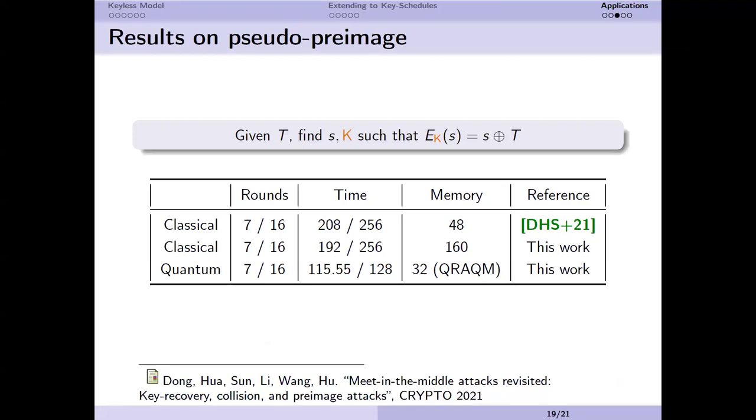Now, these are some results on pseudo pre-match attack. So Saturnin was used as a block cipher, and also the block cipher was used in a hash function, so it makes sense to target this. And this is the pseudo pre-match attack constraint. So in a work of Dong et al. at Crypto 21, they looked at this and they found an attack on 7 rounds out of 16 and with a time of 2^208. And this was already an automatic model. So now there is a better attack with this automatic model, much higher memory, but we can improve the time complexity just a bit, and also include a new quantum attack.